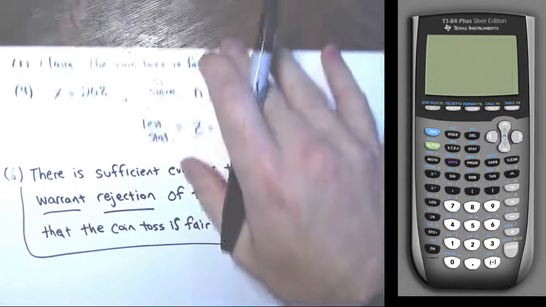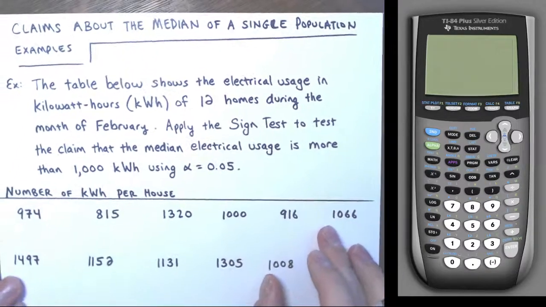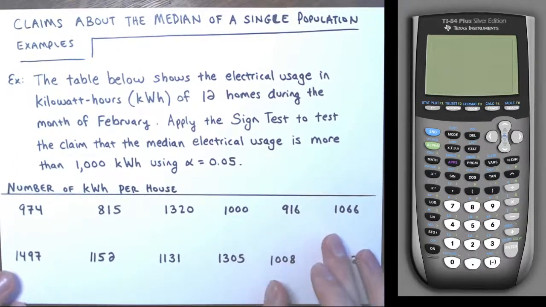Great. All right, and now my last examples. My last examples of this sign test involve that third kind of claim, which was claims about the median of a single population. All right, claims about the median.